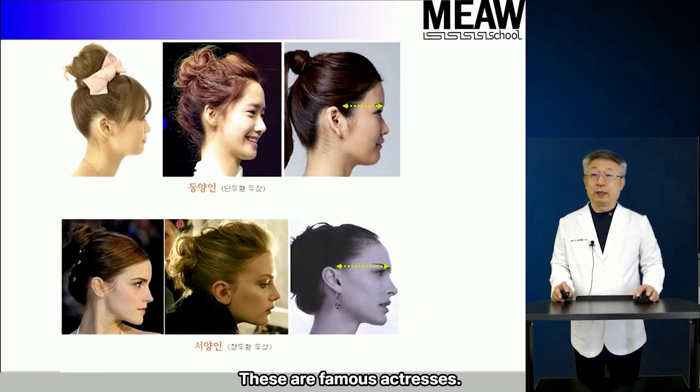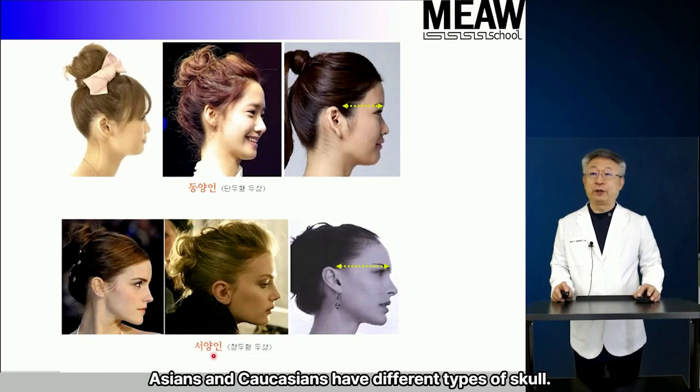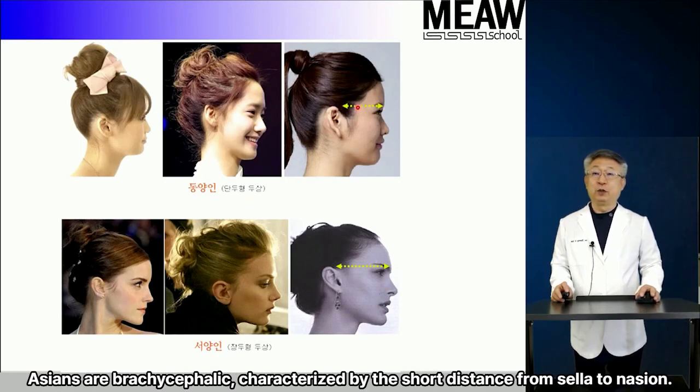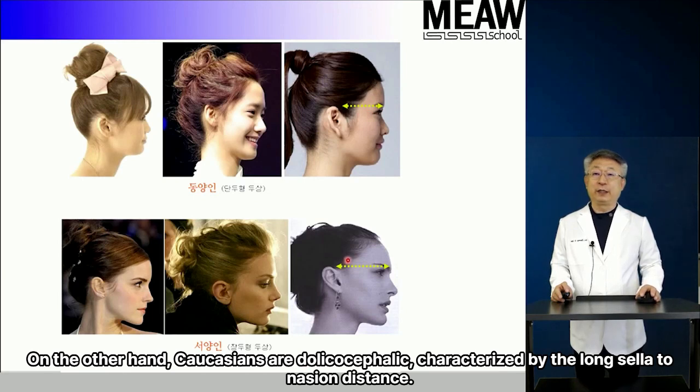Asians and Caucasians have different types of skull. Asians are brachycephalic, characterized by the short distance from sella to nasion. On the other hand, Caucasians are dolichocephalic, characterized by the long sella to nasion distance.